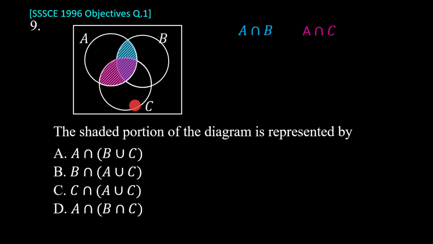Now, do you realize that they are being combined? Which set operation combines two sets? It's simple. Union. So you can simply say that the shaded region represents A intersection B union A intersection C, as shown on the screen.